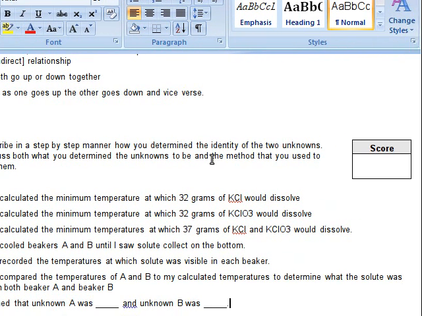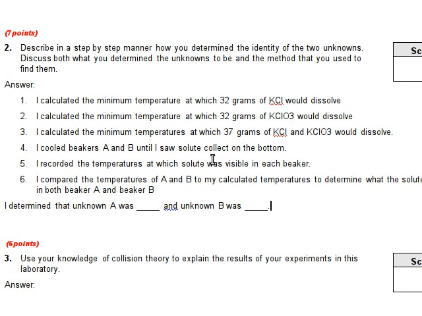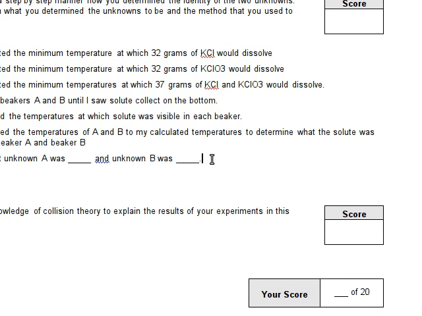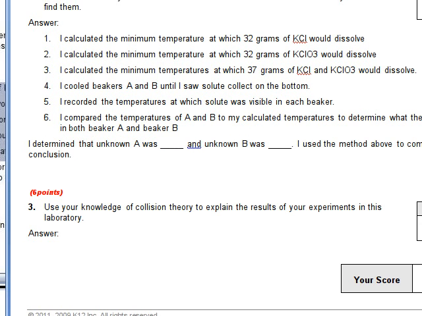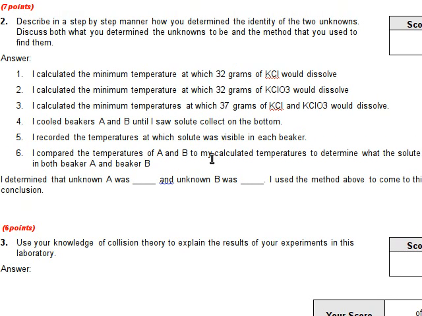We also have to discuss the method that you use to find them. Now this is kind of silly because we just listed the exact method we used right here. I have 6 steps, so this is what you can write for this. Okay, I used the method above to come to this conclusion. Bam. You should not have to write it out again. I don't know why they did that in this question, but it's in the question, which means you have to do it to get full points.